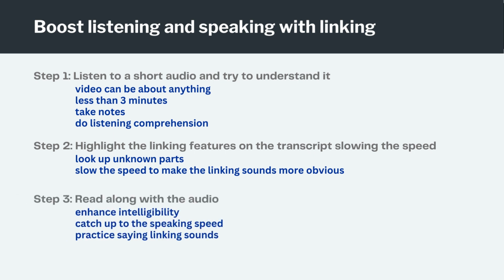3. Read along with the audio. Adding this step allows you to enhance speaking intelligibility. Reading along forces you to catch up to the speaking speed and allows you to practice saying the linking sounds. Now, let's do the practice.